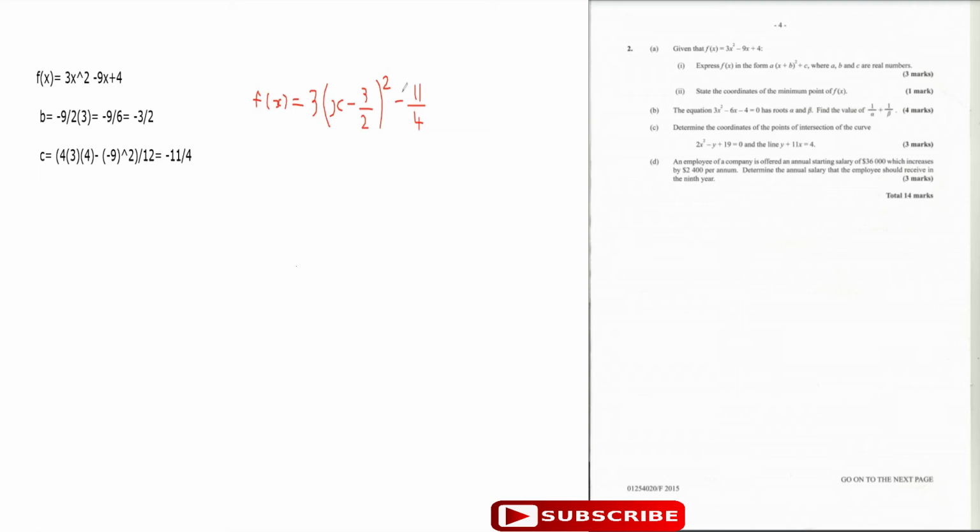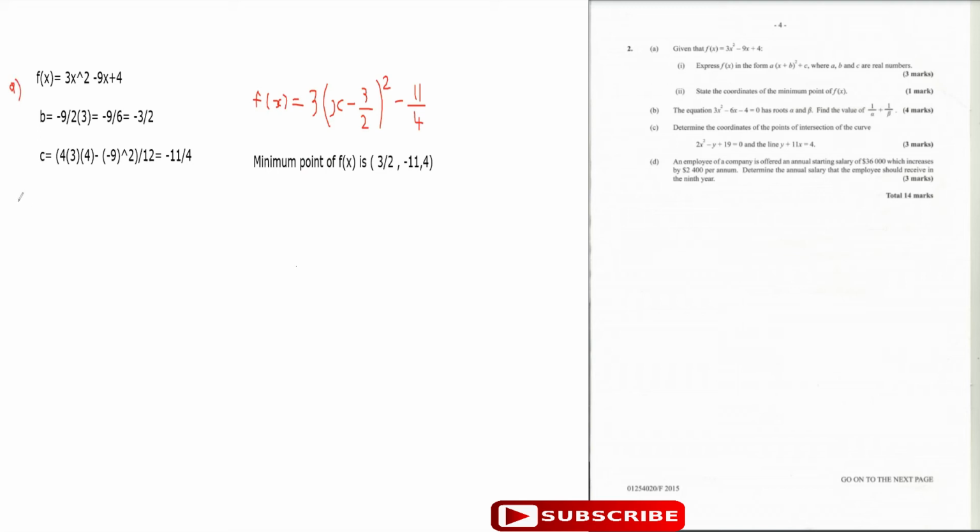Then it asks us now to state the coordinates of the minimum point of f of x. So let's state that now. The minimum point is going to be minus h, which is 3 over 2, comma k, and k is minus 11 over 4. That's going to be the minimum point of f of x. And so this takes care of part A. Nice and easy.